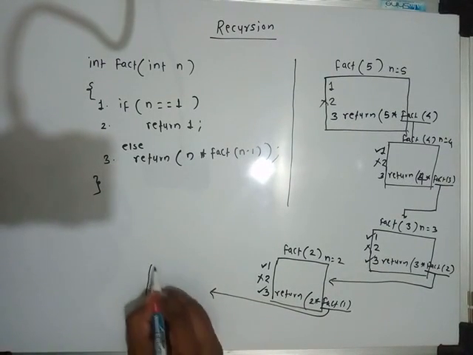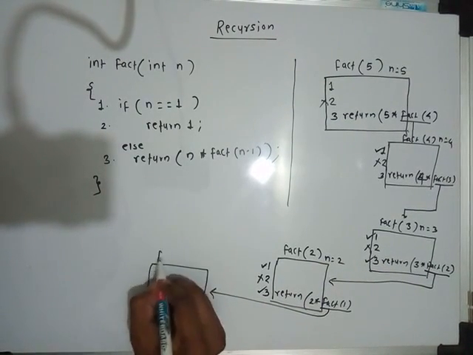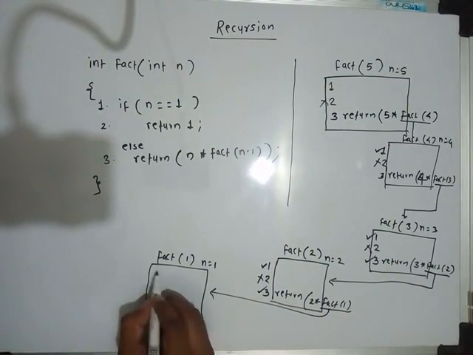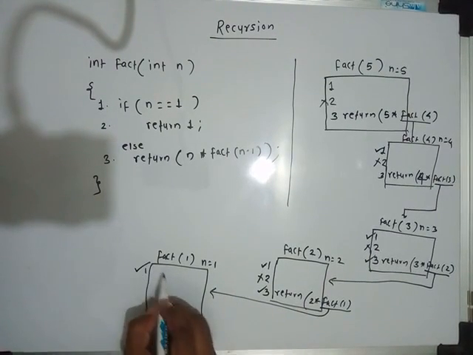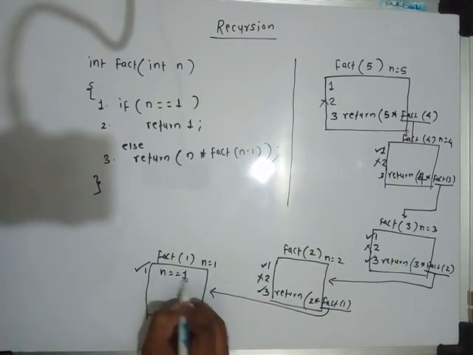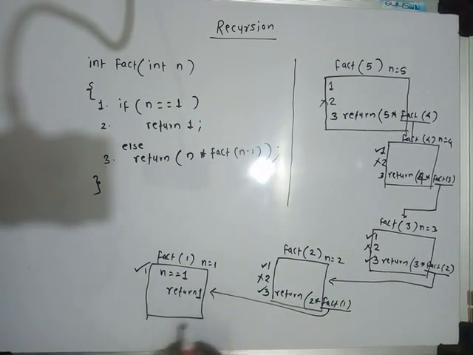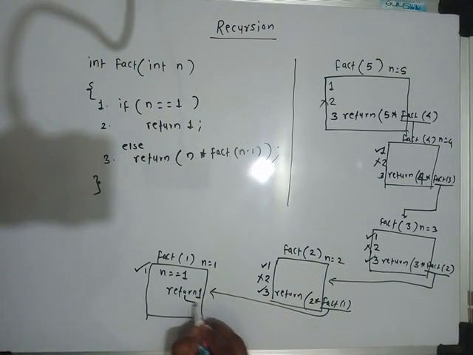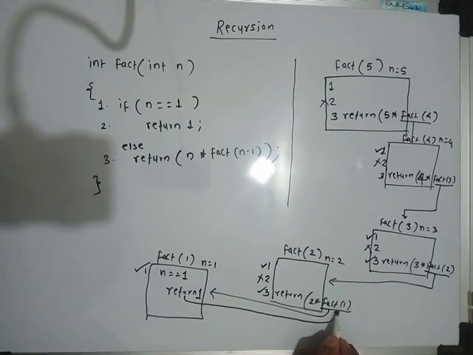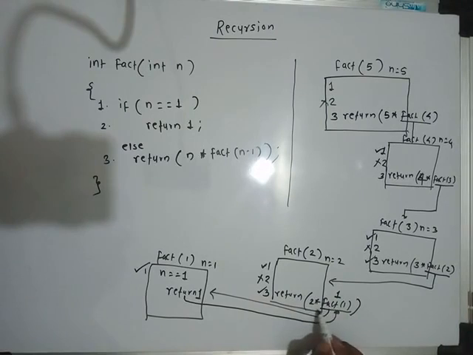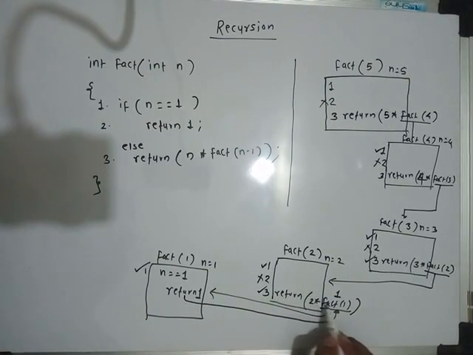So I execute again the fact function. Fact of 1, so here n equal to 1. This time I execute statement number 1 and find n equal to 1, so the condition is true and I return 1 from here, right? So first time I am returning some value. I return this value to the function which called this function. So this fact of 1 will get replaced with 1, and now I can return 2 into 1 is 2 from this, right? So I am returning 2 from here now.